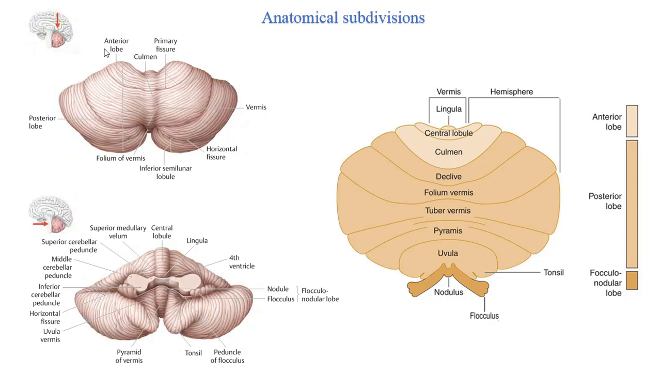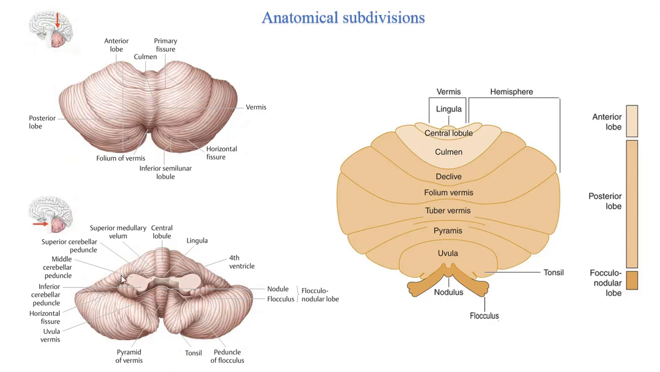The anterior lobe lies on the anterior part of the superior surface. It's separated from the posterior lobe by the primary fissure, and vermal portion of anterior lobe consists of lingula, central lobule, and culmen. The posterior lobe is the largest of three lobes situated on both its surfaces.